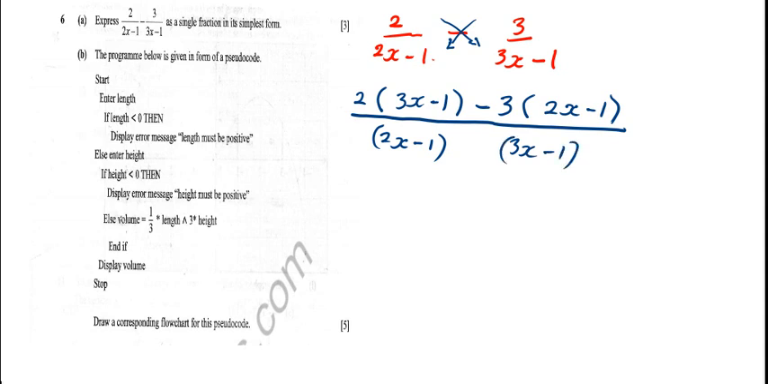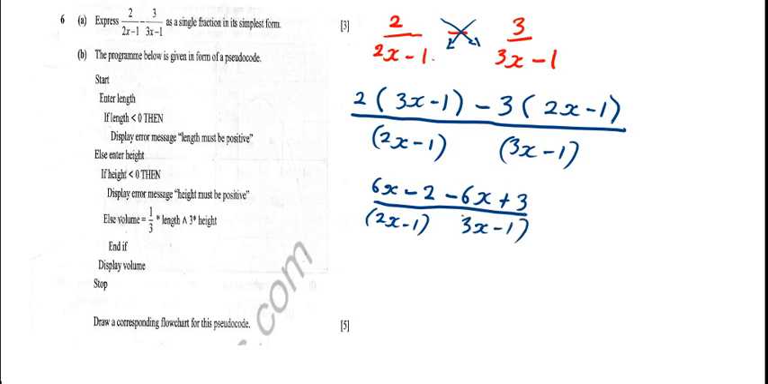So we now just multiply: 2 times 3x, we get 6x. 2 times negative 1, we get negative 2. Negative 3 times 2x, we get negative 6x. Negative 3 times negative 1, positive 3. A lot of students make a mistake when multiplying a negative and a negative. Always remember it is a positive. Over 2x minus 1. So this down here will just be writing them the way they are, 3x minus 1, like that.